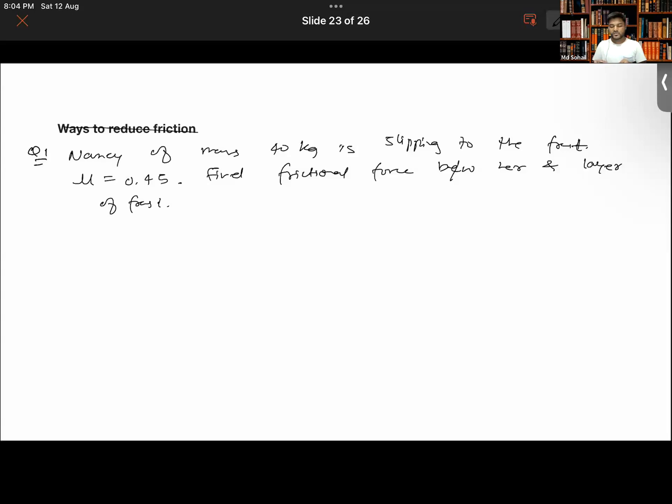She is basically sliding on the ice. We need to calculate the frictional force taking place here. Okay, that is easy. Yes, sir. Calculate this one.